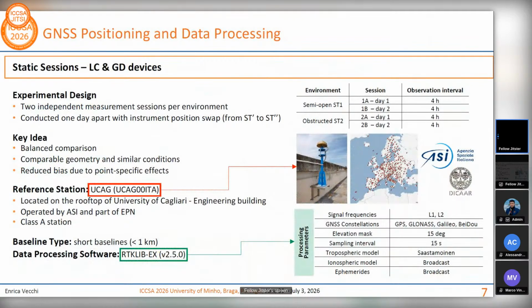Due to the very short distances we are dealing with, every baseline is a very short baseline, below 1 kilometer in length. This reference station is part of the European Permanent Network. It is also operated by ASI, the Italian Space Agency, and is classified as a Class A station. For the static processing, we used RTKLIB software with the processing parameters you can see in the bottom table.